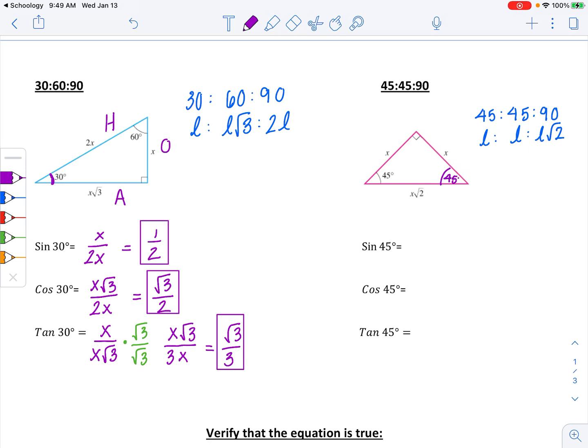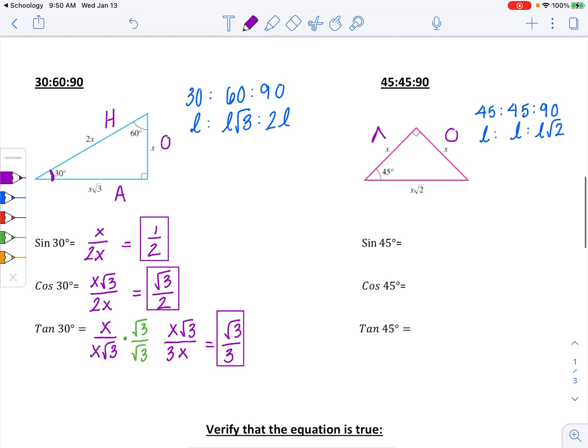So it doesn't matter which angle you're really looking at. If I look at sine, let's just say, I'll erase that for now so we don't get confused. But I'm going to call this one the opposite, the adjacent, and the hypotenuse. When I do sine, it would be x over x root 2, but you can't leave that. Multiply by square root of 2 over square root of 2 to get rid of that denominator. So you have x root 2 over 2x. Make sure you simplify. That is the sine of 45 degrees.